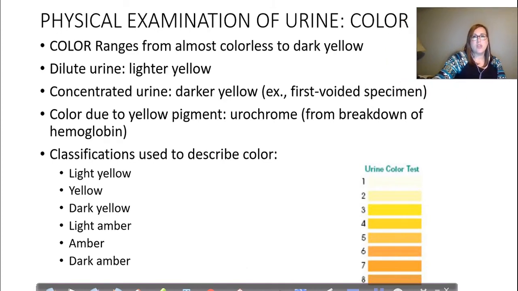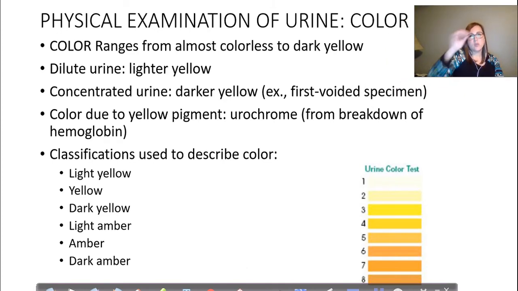So when we look at the color of urine, the color ranges from almost colorless to a dark yellow. If urine is more dilute, it's going to be lighter in color. If it's more concentrated, it's going to be darker. And the color is due to the yellow pigment urochrome, which is a breakdown from hemoglobin. Remember, hemoglobin are those red blood cells that carry our oxygen around. So you might use light yellow to dark amber. Amber is probably, we used to use tea colored, so amber is probably a better description of that.